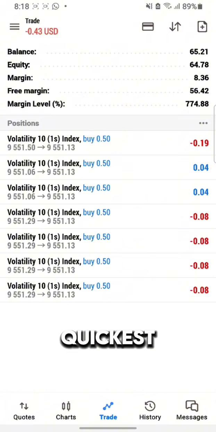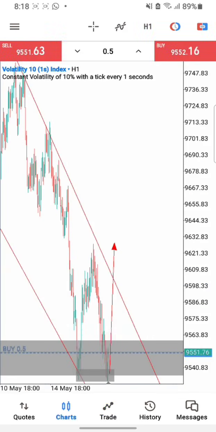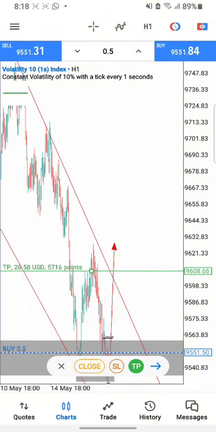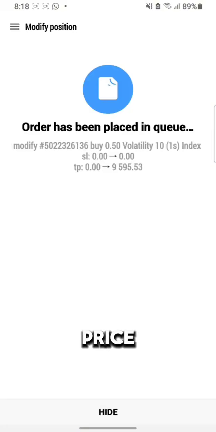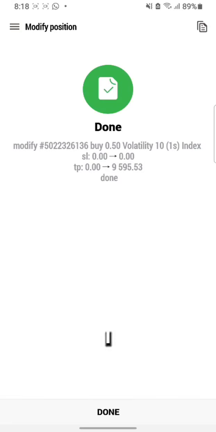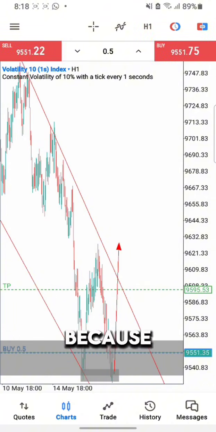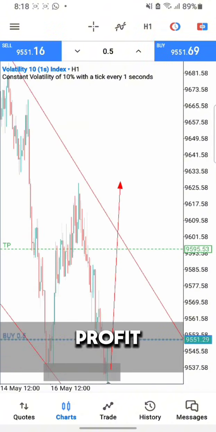This is the quickest one to reach, but there are other areas of confluence that you can put your take profit. However, these may take time to reach, and also the market can even fail to reach that take profit. So you wouldn't want to wait until the price reaches that line. I would advise you to just close the market and take the profit that you have. But however, we are still going to hold because the market isn't much in profit.